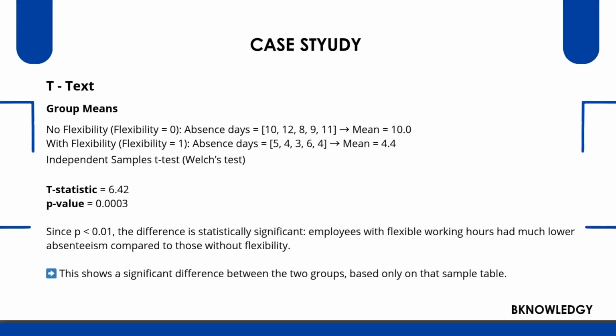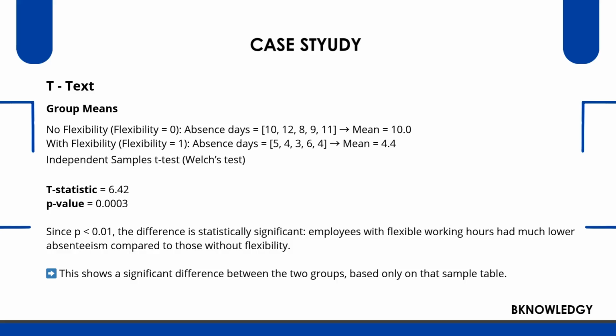Test group means. No flexibility, flexibility equals 0. Absence days equals 10, 12, 8, 9, 11. Mean equals 10.0. With flexibility, flexibility equals 1. Absence days equals 5, 4, 3, 6, 4. Mean equals 4.4. Independent samples t-test, Welch's test.